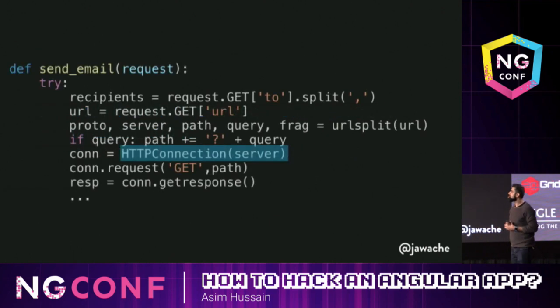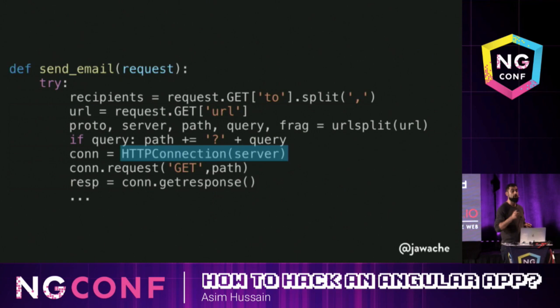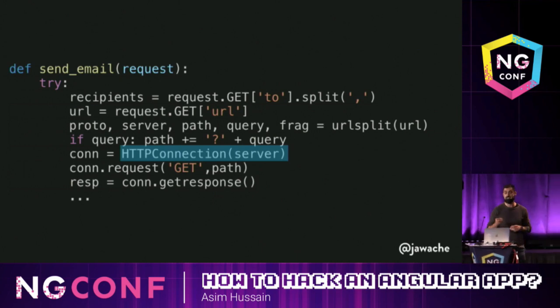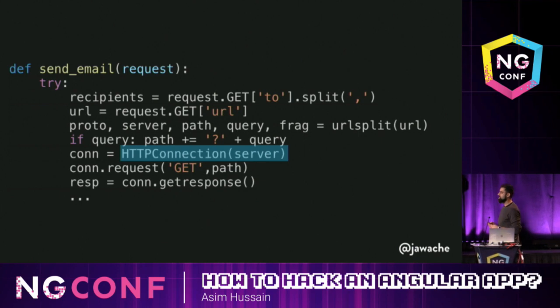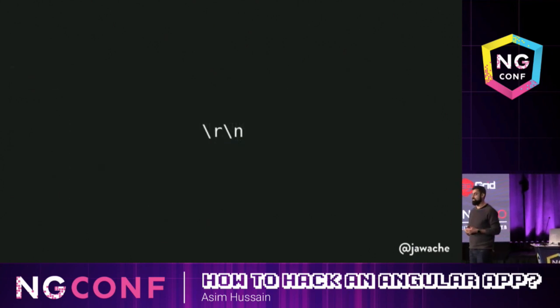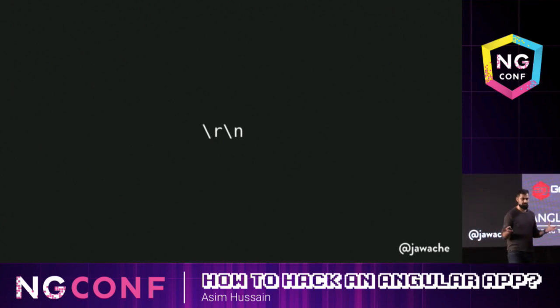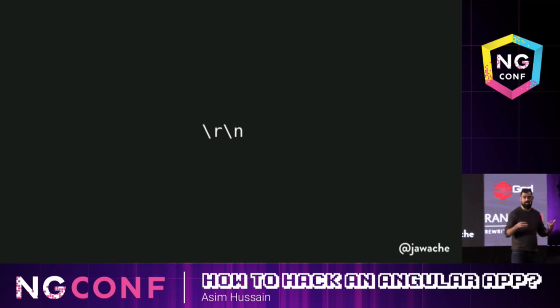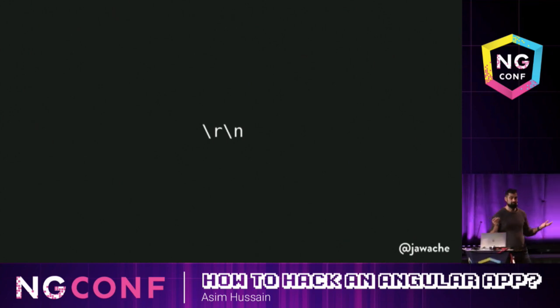But the thing is, it's using something called an HTTP connection library, and this has a known vulnerability in some of the recent versions of Python. And that vulnerability is called carriage return line feed injection. So carriage return, \r, is new line on Windows. \n is new line on everything else. So this is a cross-platform way of doing new line.